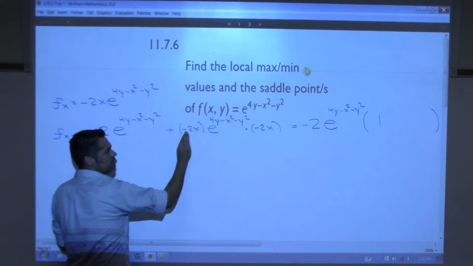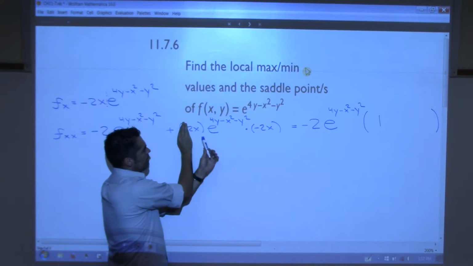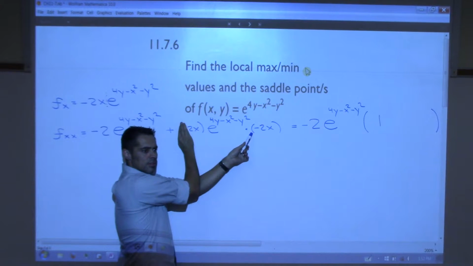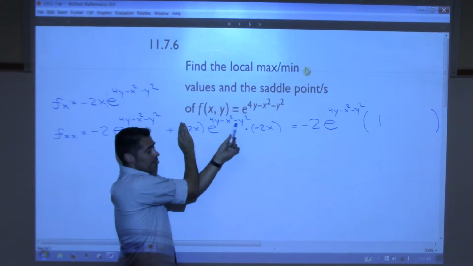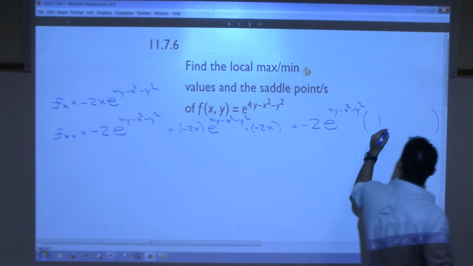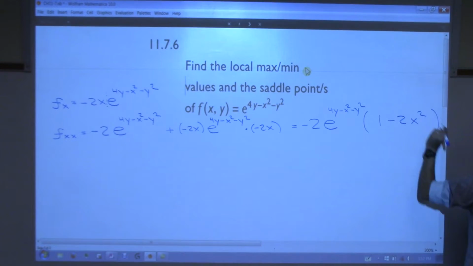So I pulled one of the negative 2's out, so I'm left with x, negative 2, so negative 2x squared, and that's it. There you go. It's a little cleaner.